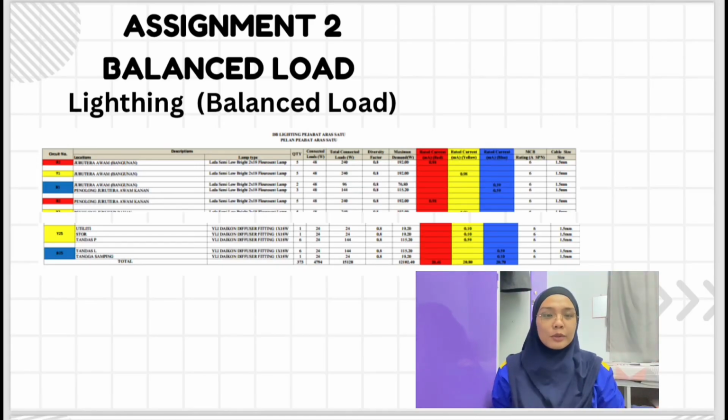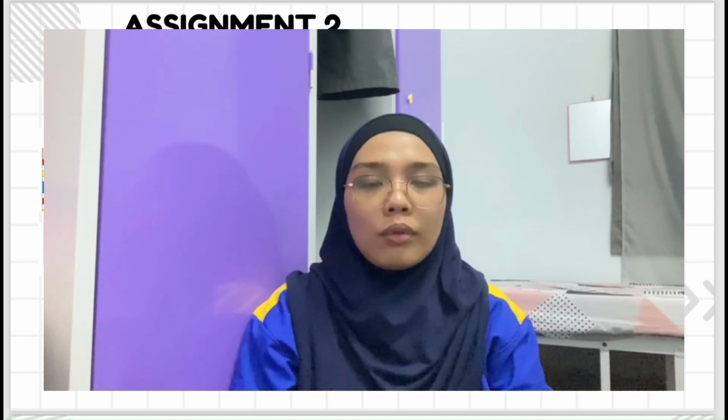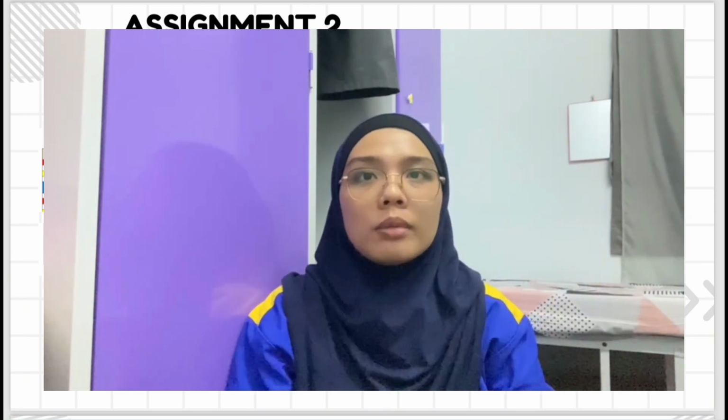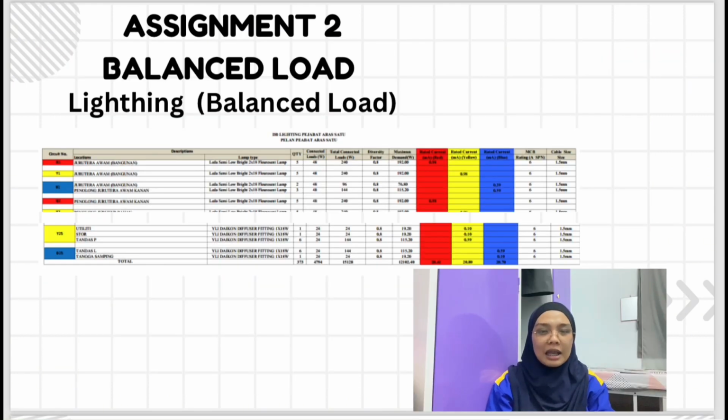Assalamualaikum warahmatullahi wabarakatuh. My name is Siti Atirah binti Imam Khairi and I will explain about assignment 2, which is balancing load. In balancing load, we focus on the rated current red, yellow and blue. So for the 3 phases, the data cannot be unbalanced. If unbalanced, it cannot differ from 10% until 50%.